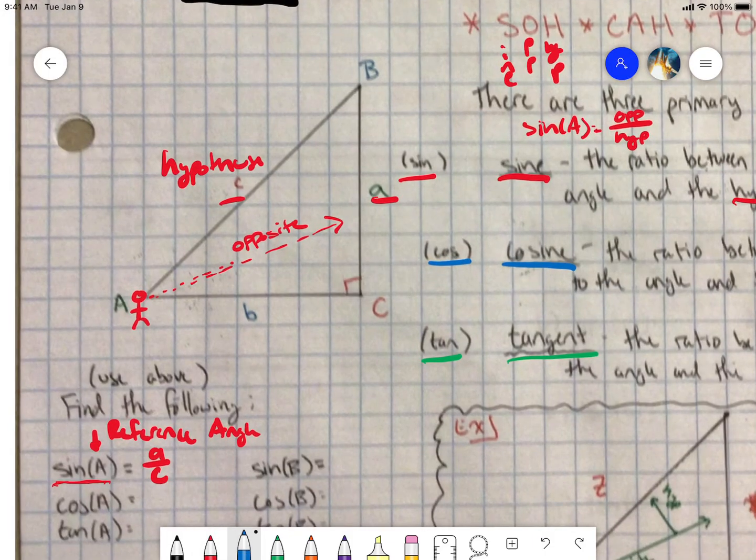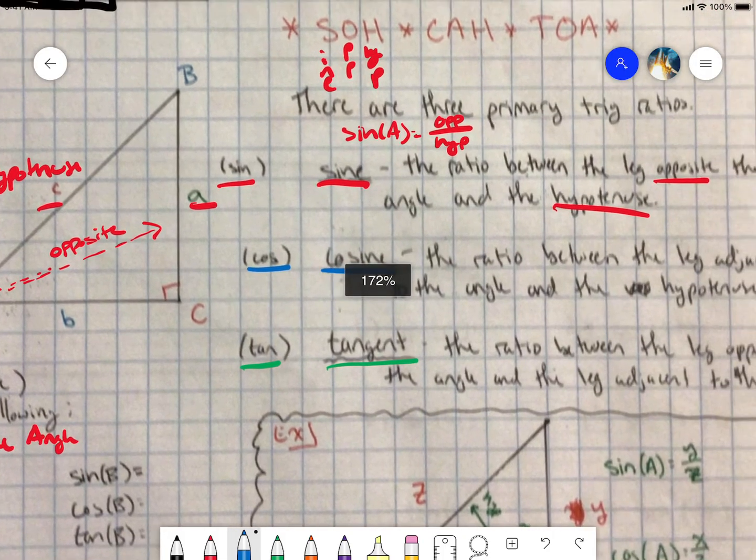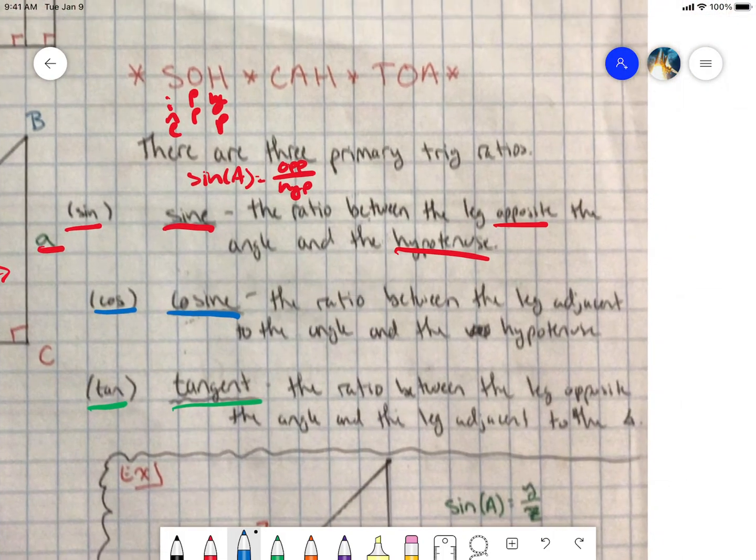Now for cosine, the cosine is the ratio between the leg adjacent to the angle and the hypotenuse. What does adjacent mean again? We've talked about adjacent angles and stuff like that before, but what does adjacent mean?